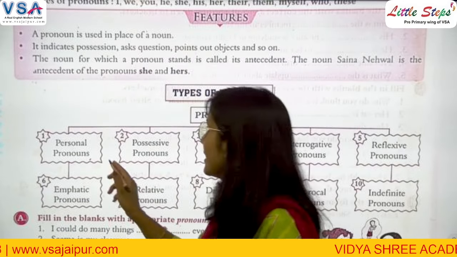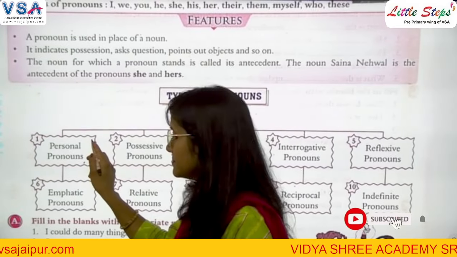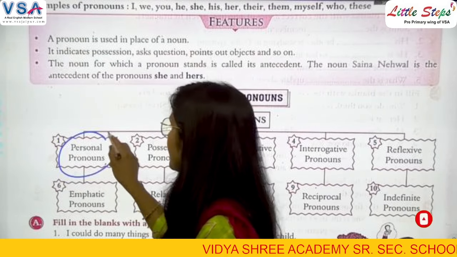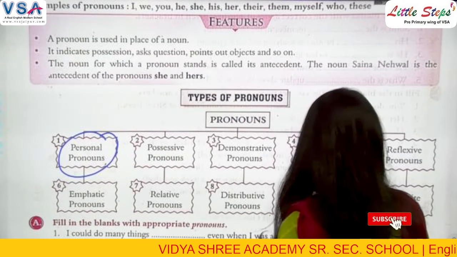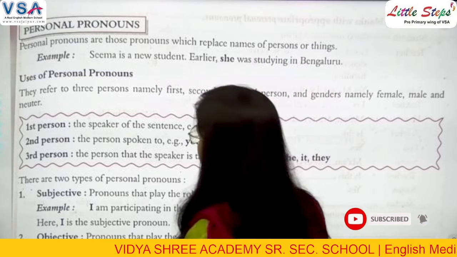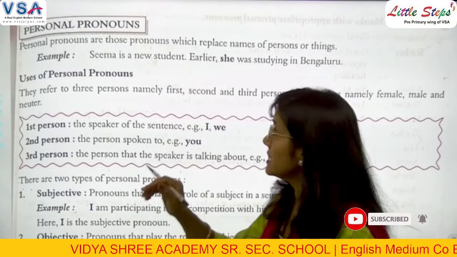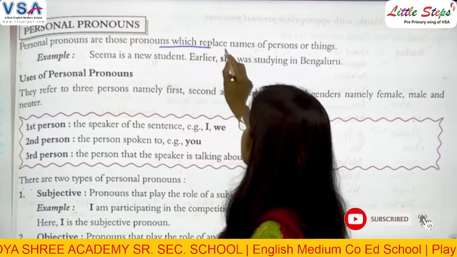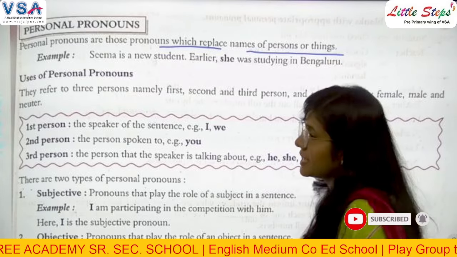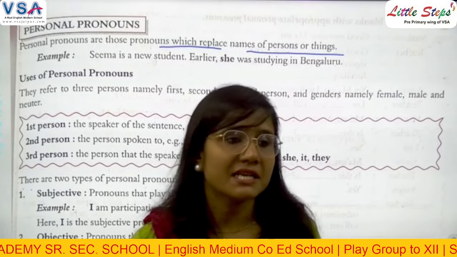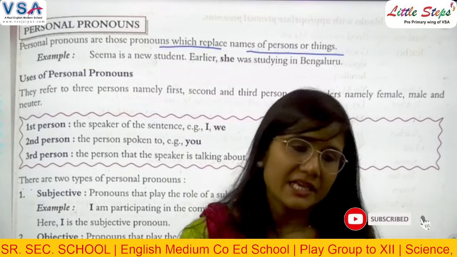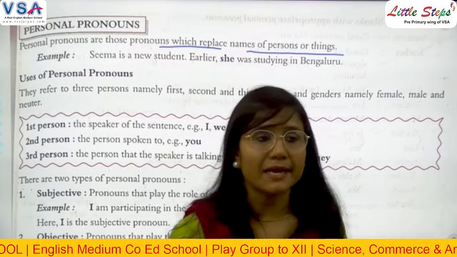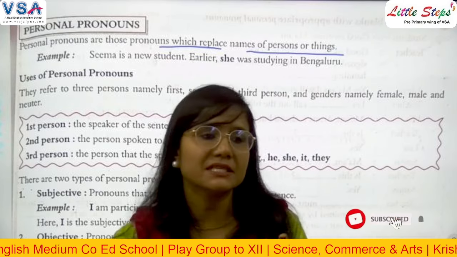So we had read personal pronoun. Personal pronouns are those pronouns which replace names of persons and things. What do they replace? Persons and things. ये केवल persons और things को replace करते हैं. There are three types of person: first person, second person, third person.